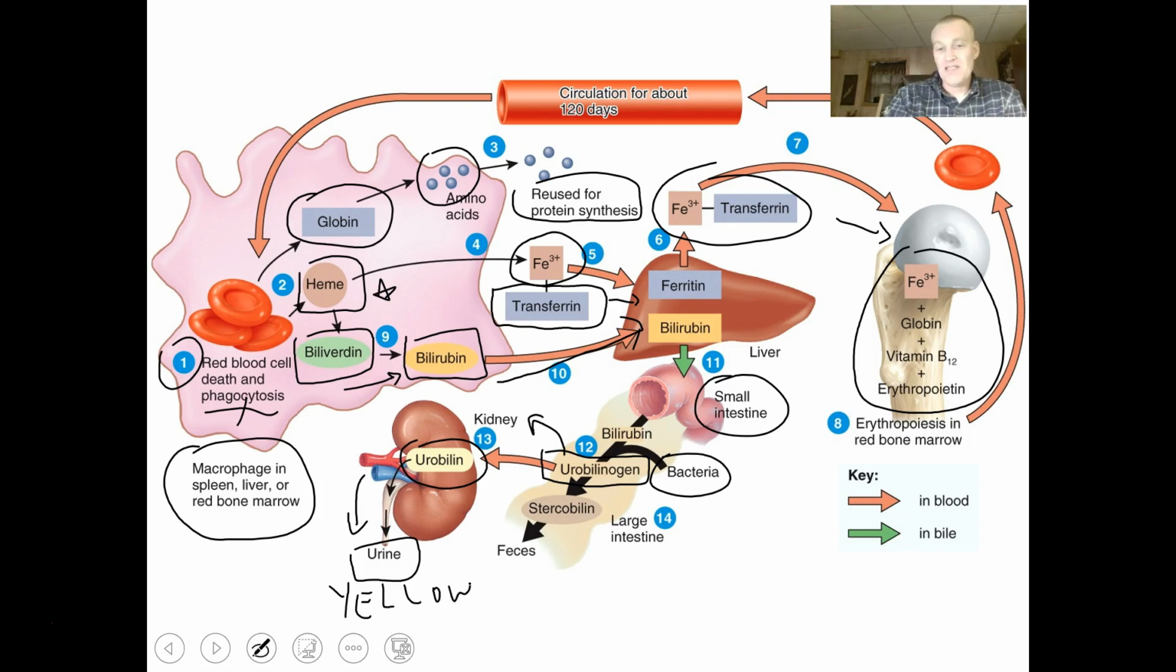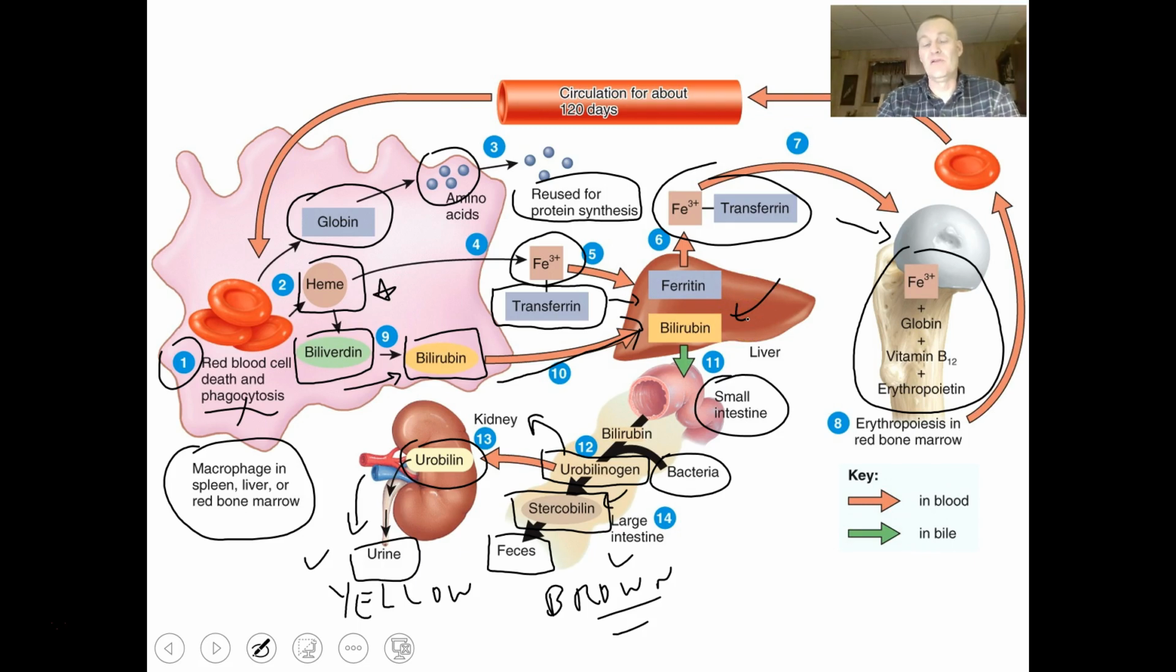So urobilinogen can also be converted by bacteria into stercobilin, and that actually is a dark pigment that colors the feces kind of more of a brownish coloration. Okay, so we know now why our urine is yellow and why our feces are brown. It all goes back to the breakdown product bilirubin being taken out by the liver.